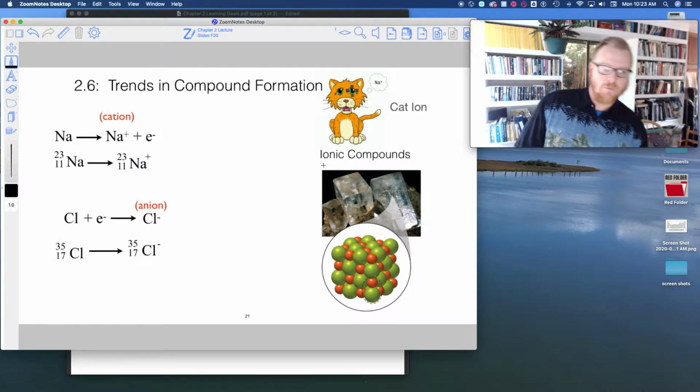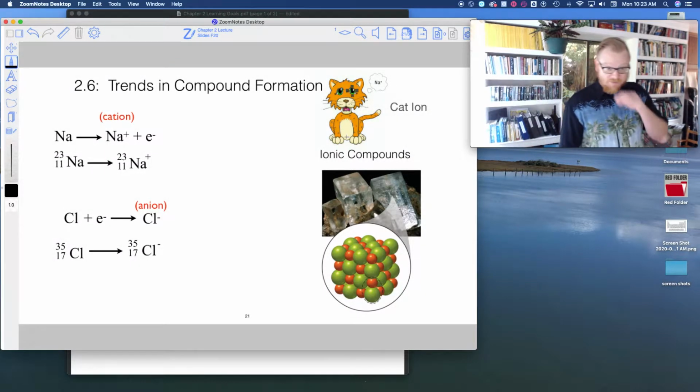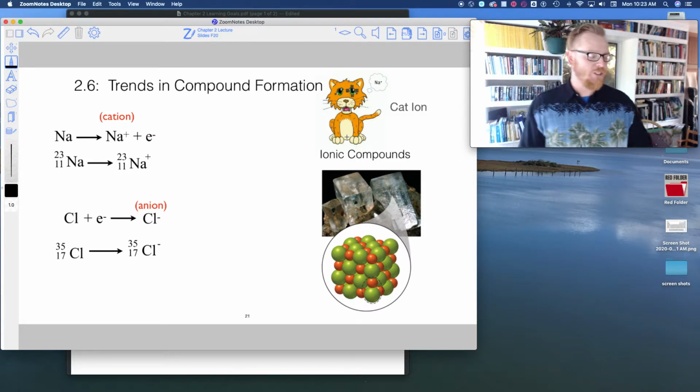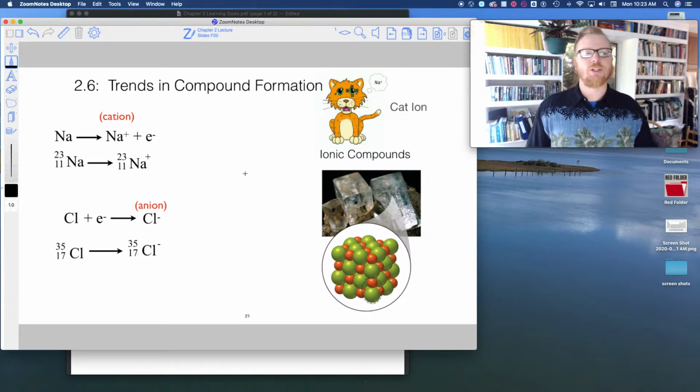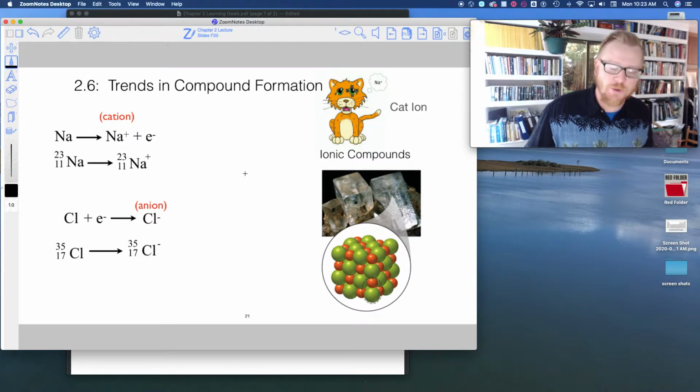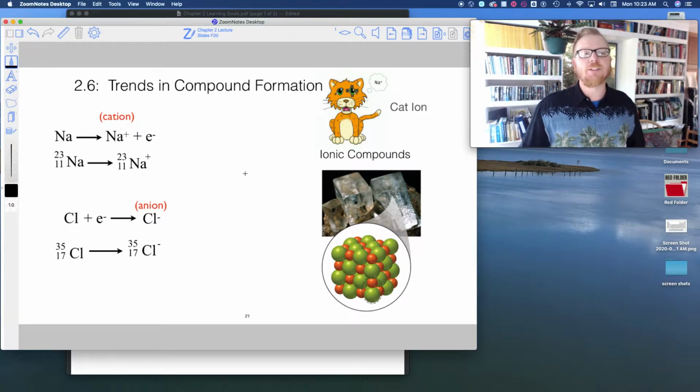Okay, so let's get into some trends in compound formation. We talked about the structure of the nucleus, the protons and the neutrons. And that's what makes unique atoms, and then, of course, unique flavors of those atoms. But it's really the way that these atoms form compounds, the trends, that give them their unique chemical properties. And that is all about the electrons.